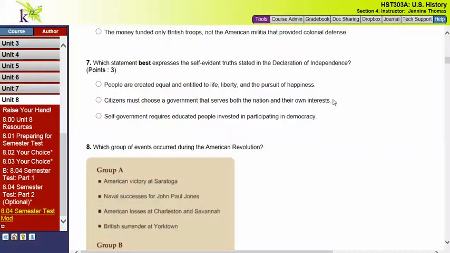People are created equal and entitled to life, liberty, and the pursuit of happiness. Citizens must choose a government that serves both the nation and their own interests. Or the last option, self-government requires educated people invested in participating in democracy.